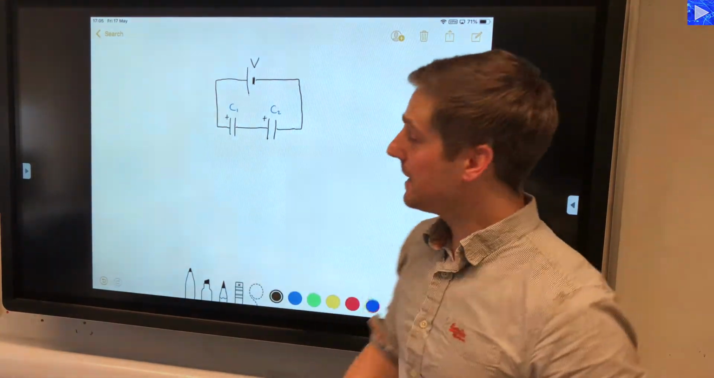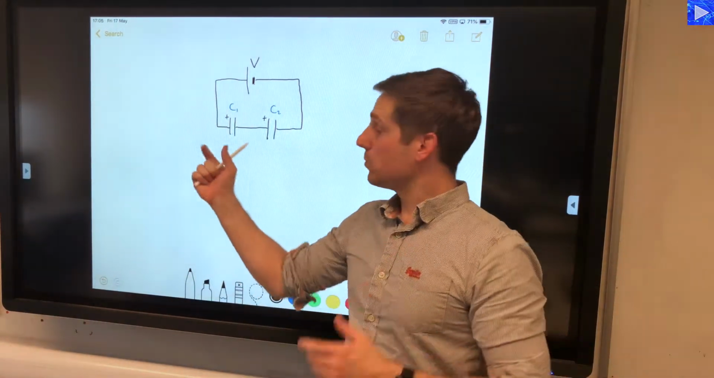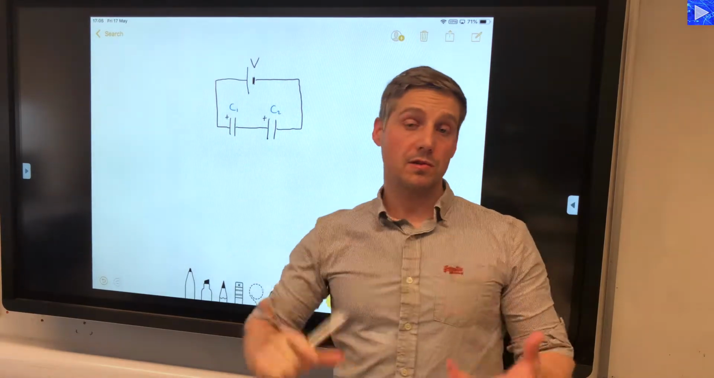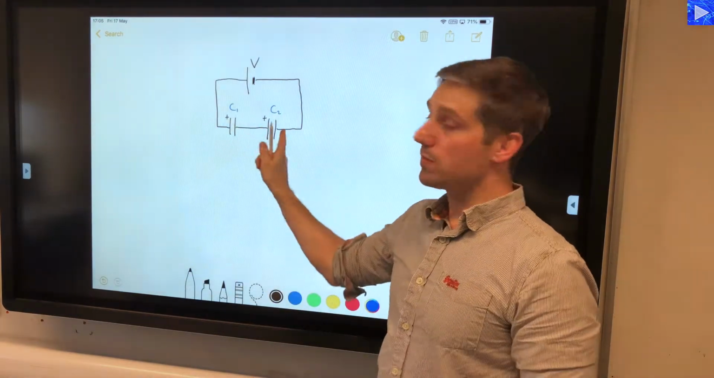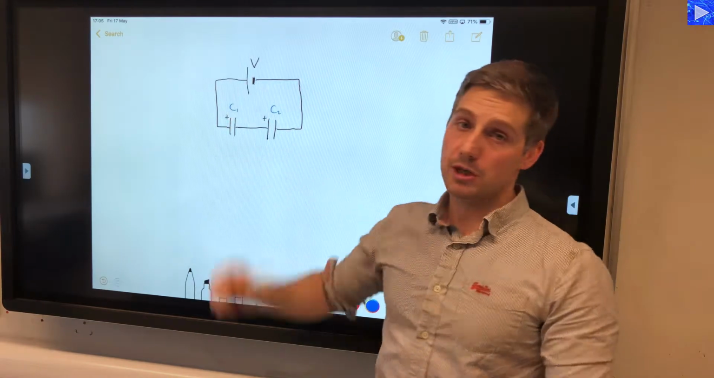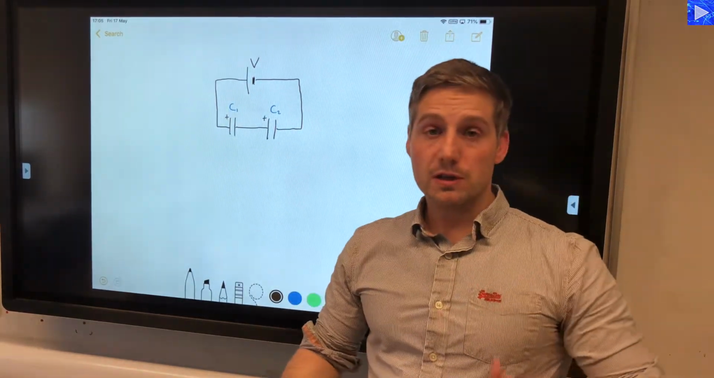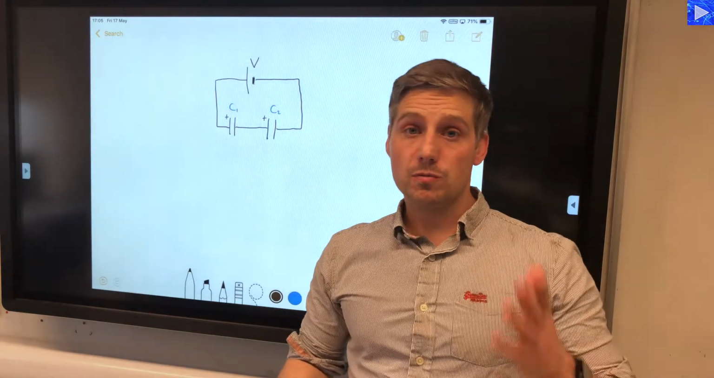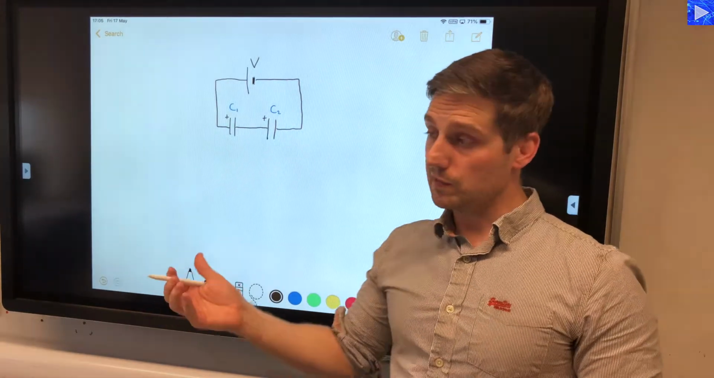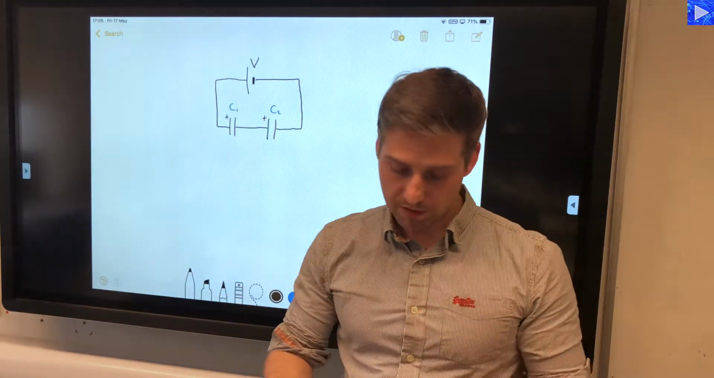Hi, this is how you can determine the voltage across a capacitor that's in series with another capacitor if you know both capacitances and you know the input voltage. So we're going to derive an equation that's a lot like the potential divider equation, which you're probably familiar with for resistors in series, except there is an important difference.